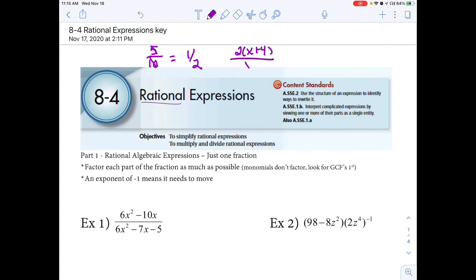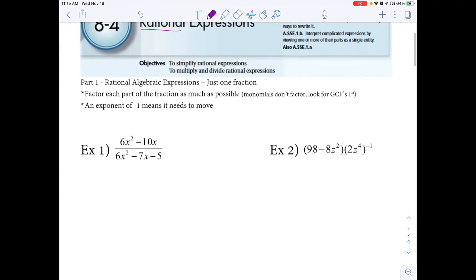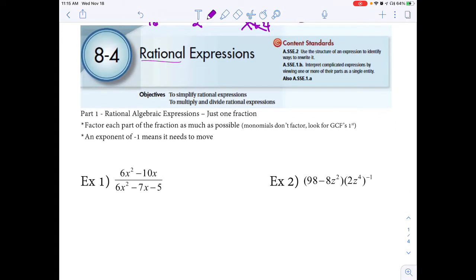2 with x plus 4 over x plus 4. So the x plus 4s would cancel out and you have a 2. So let's go ahead and dive into it and reduce these rational expressions as we move on.